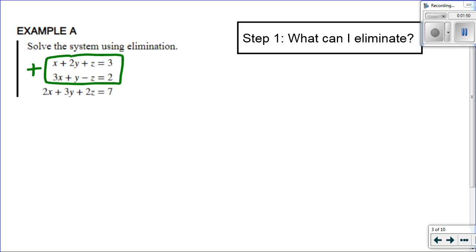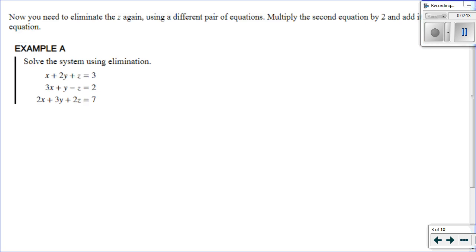So if I add x plus 2y plus z equals 3 and 3x plus y minus z equals 2, I'm going to end up with 4x plus 3y, my z's eliminate, equals 5. All right? So now I've eliminated z, but I haven't eliminated z anywhere else. So I don't have any other equations for just x and y. So what can I do from there?